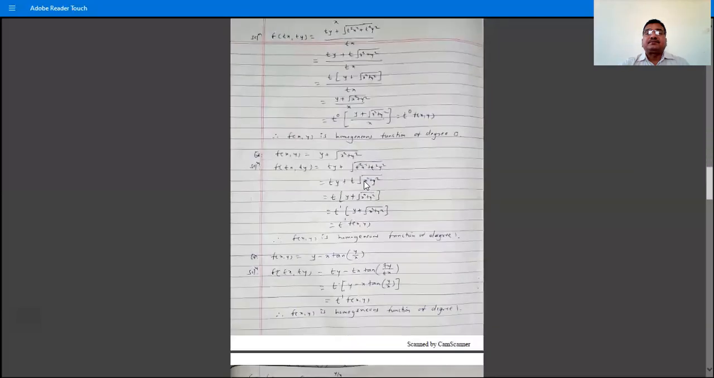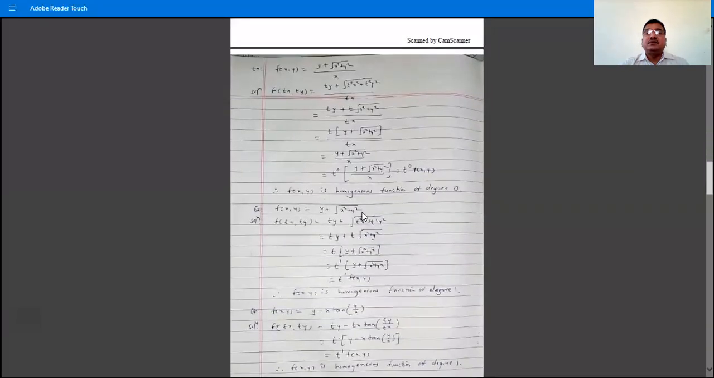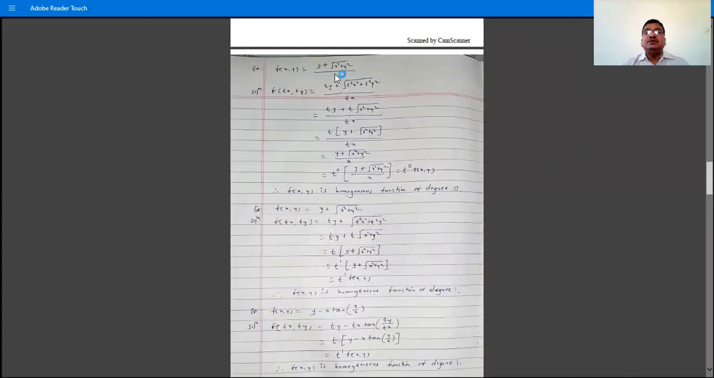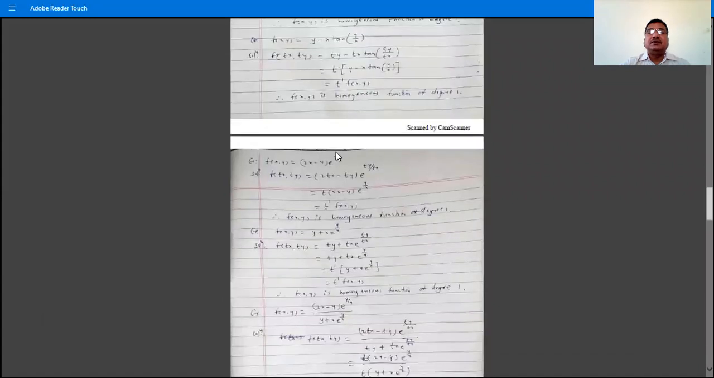So if we check whether this y plus root x square plus y square is a homogeneous function, find f(tx, ty). What is it? t raised to 1 f(x,y). So this y plus root x square plus y square is expressed in the form t raised to 1 f(x,y), so this is a homogeneous function of degree 1. Divided by x, a homogeneous function of degree 1. So the degree of the whole function is 0. The degree of numerator is 1, the degree of denominator is 1, and so the degree of the whole function is 1 minus 1, that is 0.